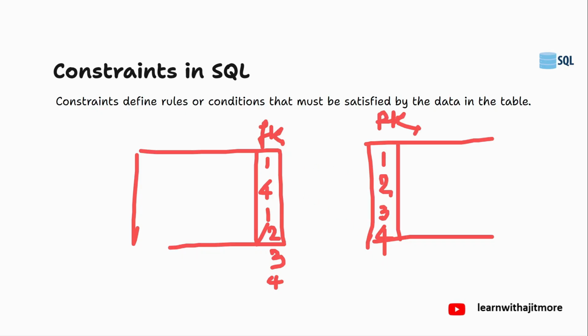Is 1 present in this 1, 2, 3, 4? Yes. Is 4 present? Yes. 1 present. 2 present. 3 present in 1, 2, 3, 4? Yes. Is 4 present? Yes. But suppose I give 5. Is it violating referential integrity? Can anyone tell me? Yes or no?